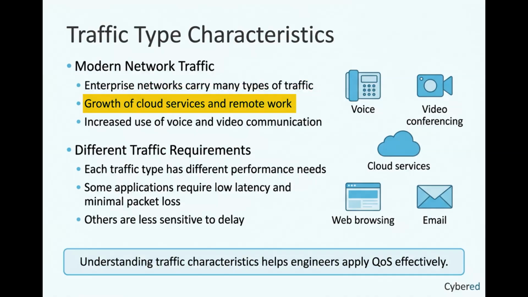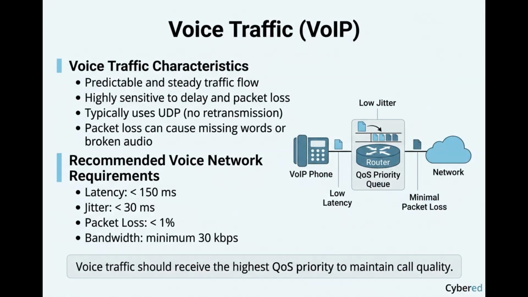With the growth of cloud services, remote work, and online collaboration, the amount of voice and video traffic on enterprise networks has increased significantly. Each traffic type behaves differently and has different requirements for reliable transmission. Voice traffic, such as VoIP calls, is generally predictable and steady, but is highly sensitive to delay and packet loss. Since voice typically uses UDP, lost packets are not retransmitted, which can cause noticeable issues such as missing words, static, or broken audio. For acceptable voice quality, networks should follow these guidelines.